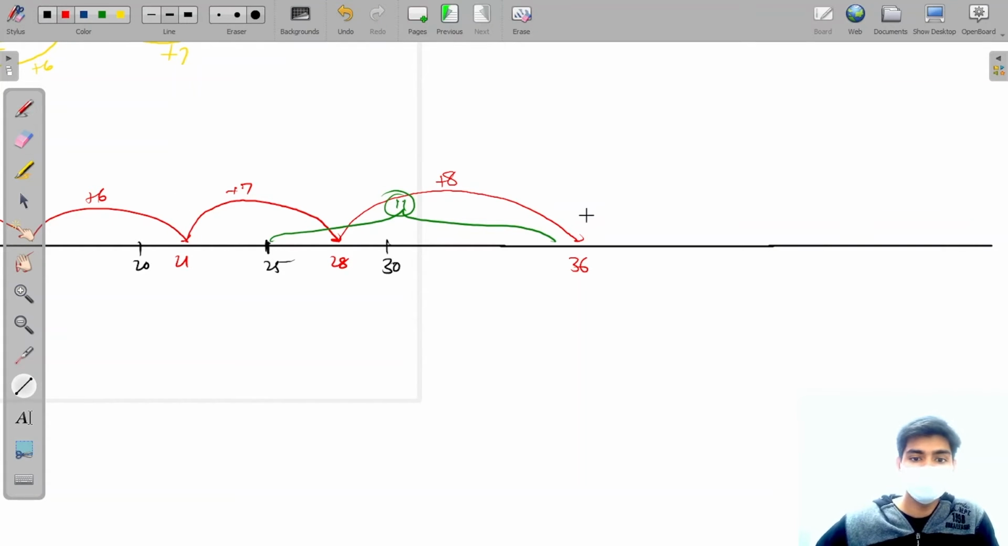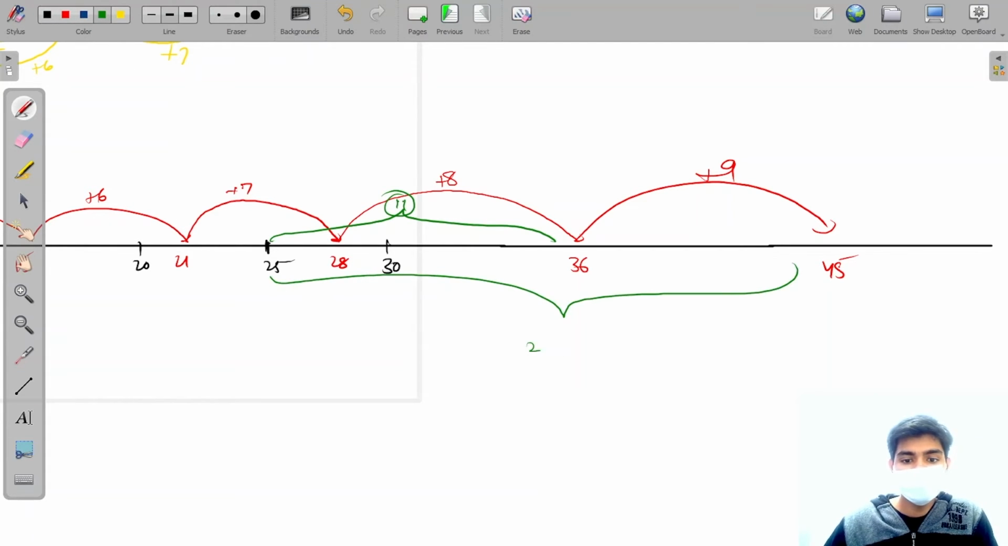Okay, so if I take one more jump of plus 9 units, right? If I take a jump of plus 9 units, then I will get to 36, 37, 38, 39, 40, 45. So I'll get to 45. Now, what is the distance between me and this 25? This 25 and 45, the distance is of 20 units, right?